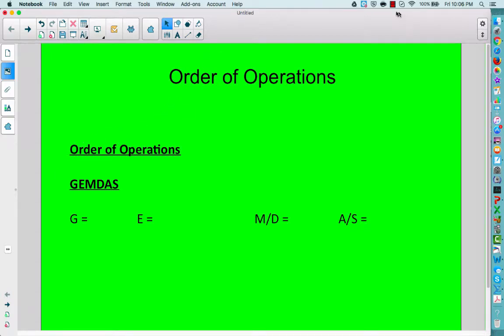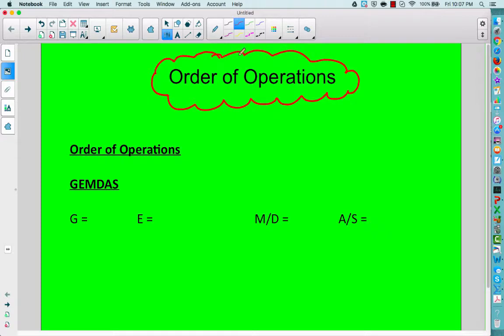Hi, so you're working on your summer work, and if you're here, it means that you needed a little bit of help. So today we're going to be talking about the proper order of operations that you should follow when simplifying expressions. If you don't follow this order, you're not actually going to get to the right answer.